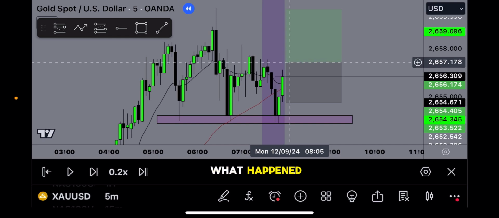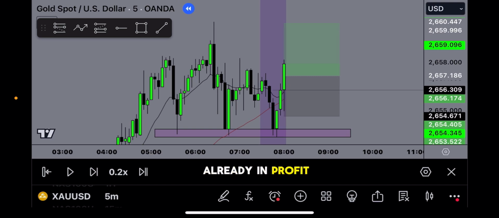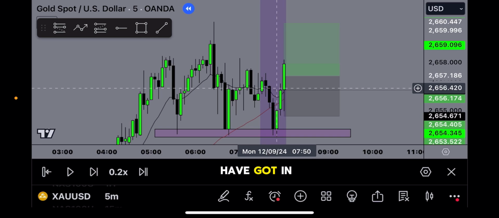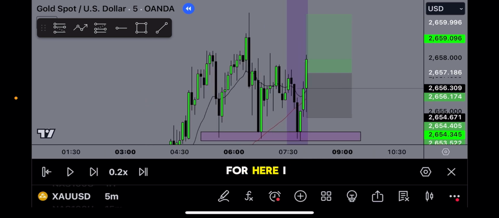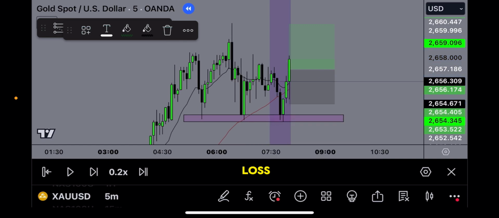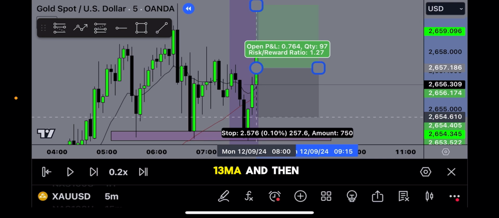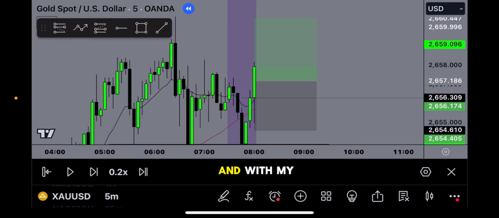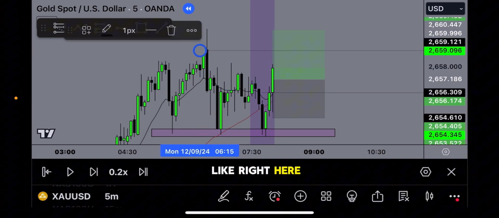So let's see what happened. On this next candle, we're already in the trade and we're already in profit. Even though I should have been already more in profit if I would have got in when I was supposed to get in, right? And then for here, I put my stop loss. Let me see. I put my stop loss underneath the candle that broke the 13 MA. And then I went for a 1-to-1, which my 1-to-1 would have been like right here. Boom.